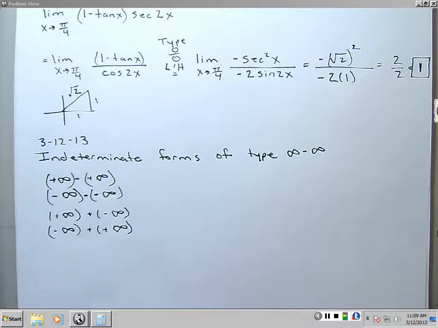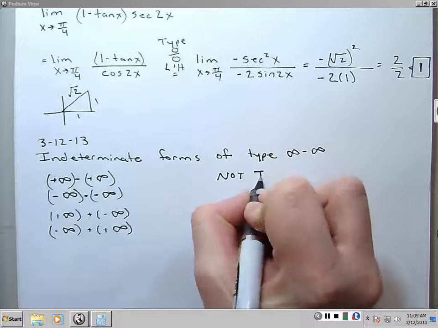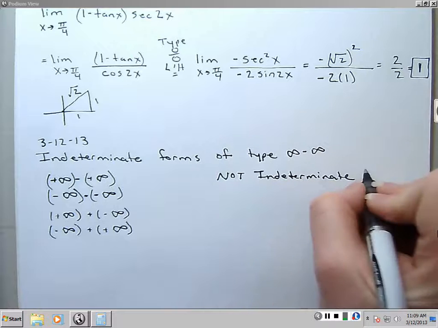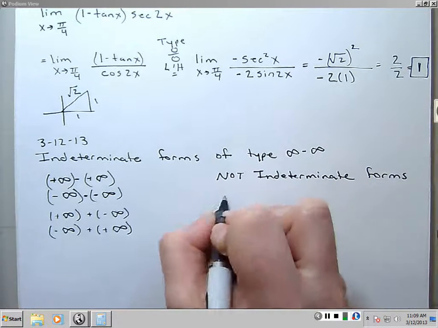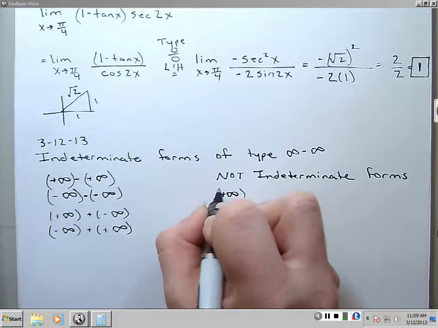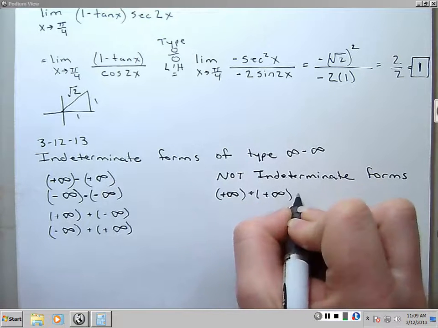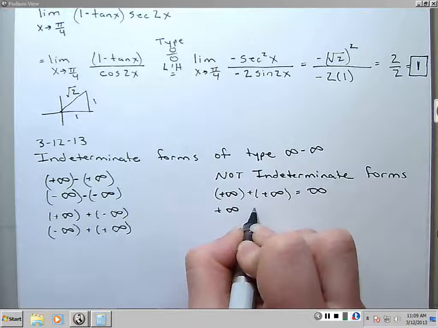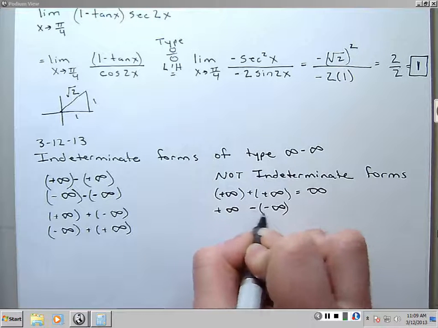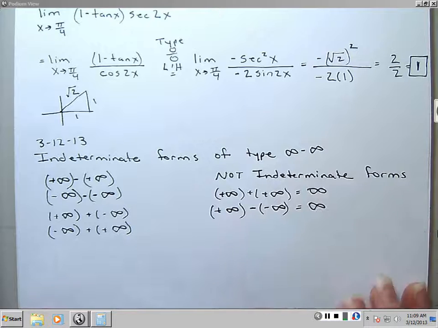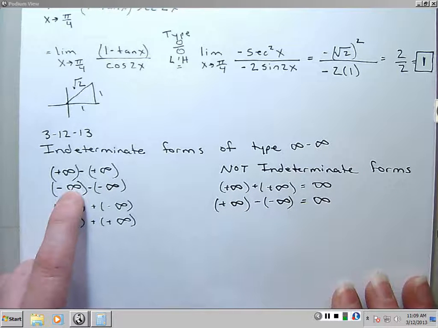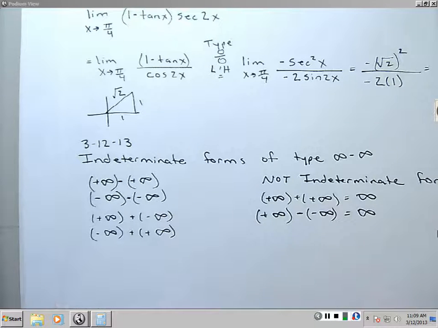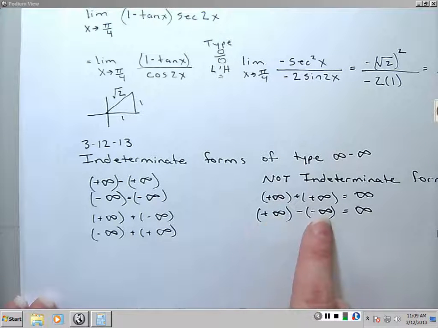What are not indeterminate? Something like positive infinity plus infinity. What's positive infinity plus infinity? It's infinity. And then positive infinity minus minus infinity. Here I have minus infinity minus minus infinity. So it's really minus infinity plus infinity, which would be a conflict. Here, plus infinity plus infinity is not a conflict.